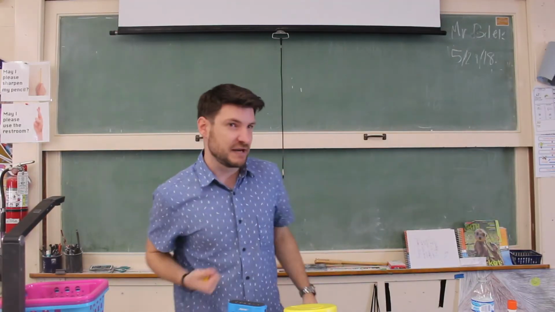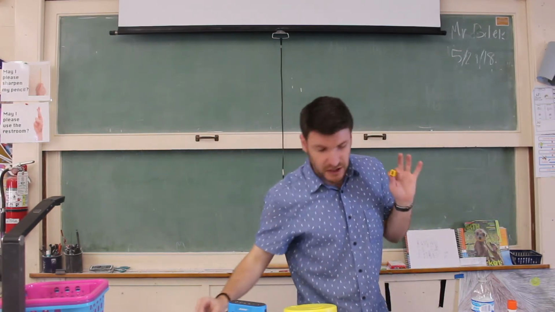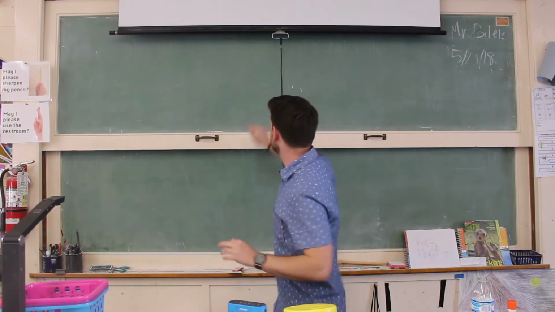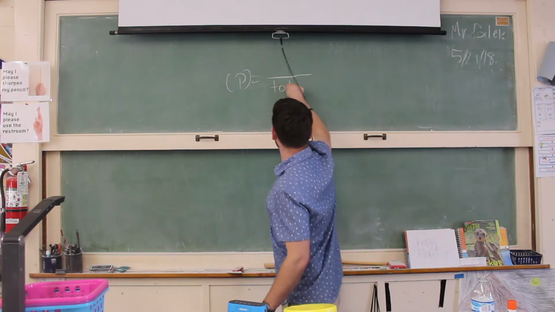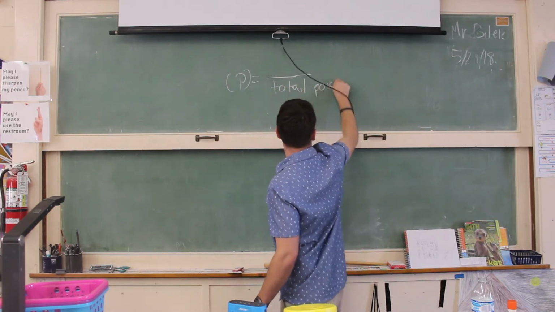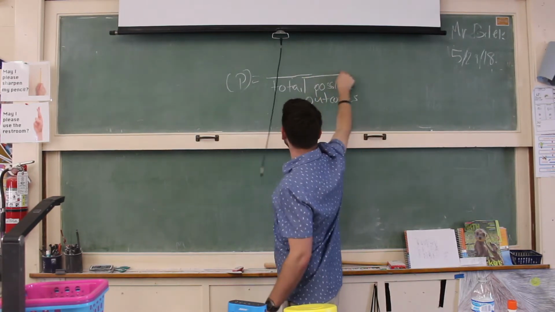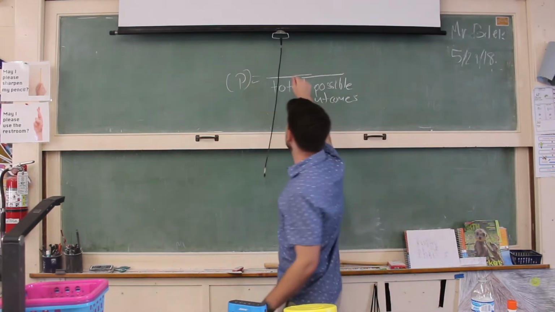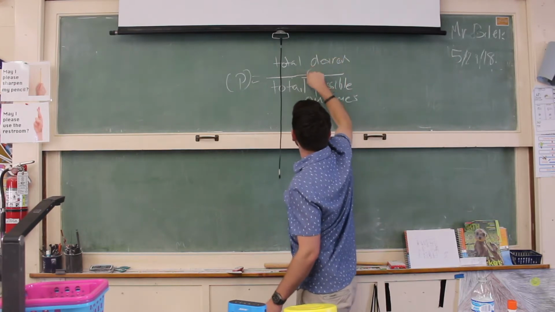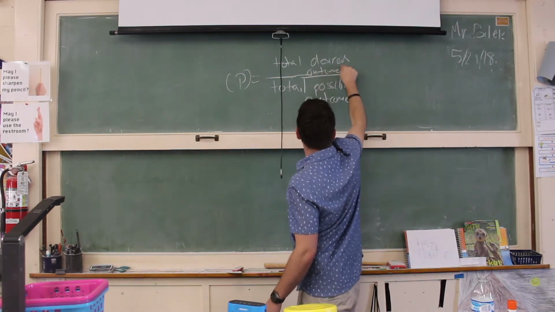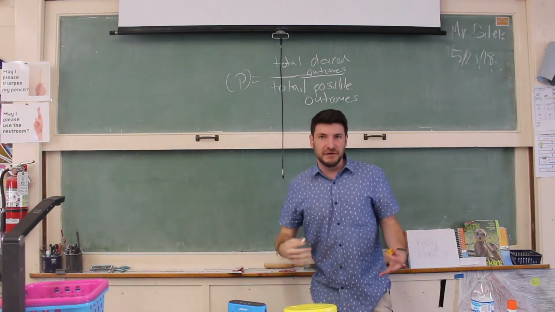Okay, so let's look at this die. The first thing I want to talk about is our formula for probability. If you remember, our formula for probability is the total possible outcomes, and on top of your total possible outcomes would be your total desired outcomes. I apologize for my handwriting, I just get so excited about probability.